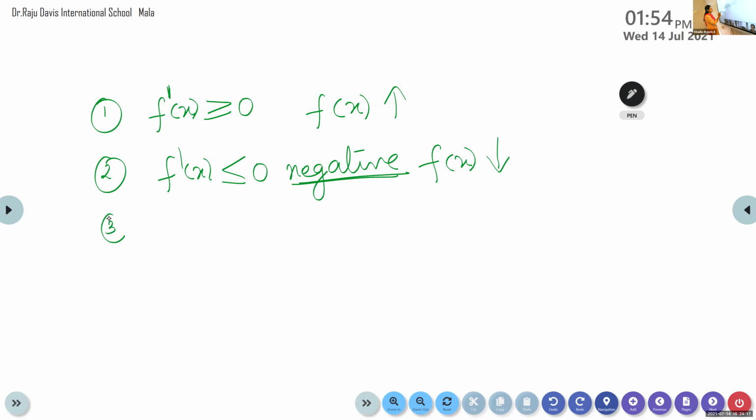And the third case, if f dash of x is 0, then we can say it is a constant function. Then f of x is a constant function.